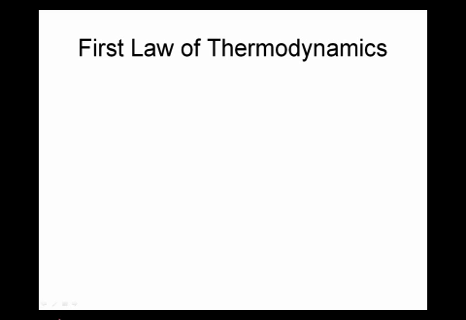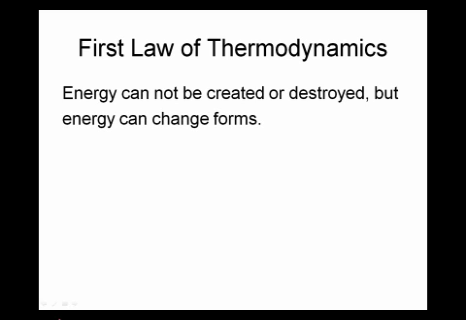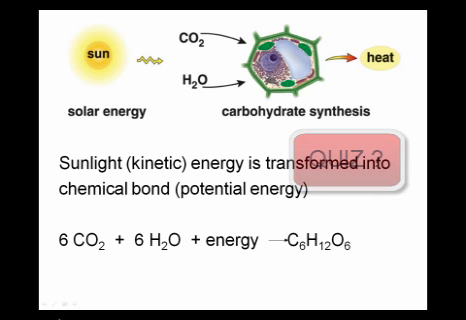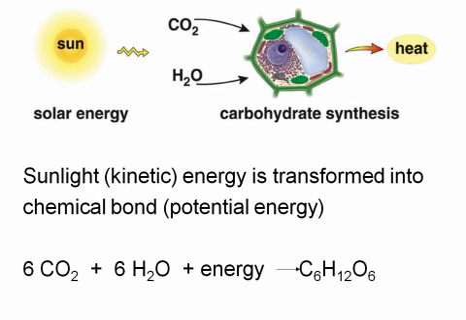Energy is governed by the laws of thermodynamics. The first law of thermodynamics tells us that energy cannot be created or destroyed, but energy can change forms. In this diagram, sunlight, which is a form of kinetic energy, is transformed into chemical bond energy or potential energy. This occurs during the process of photosynthesis.